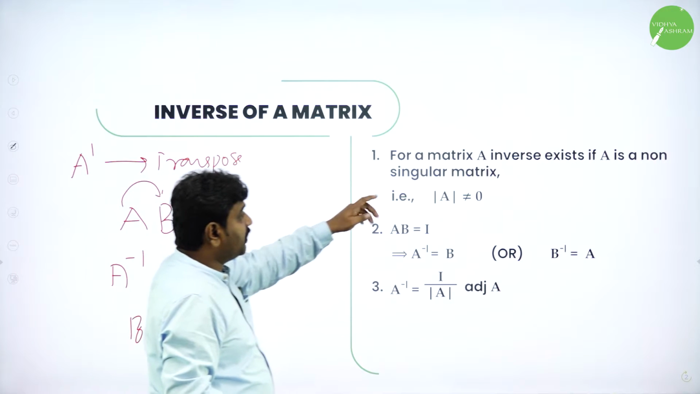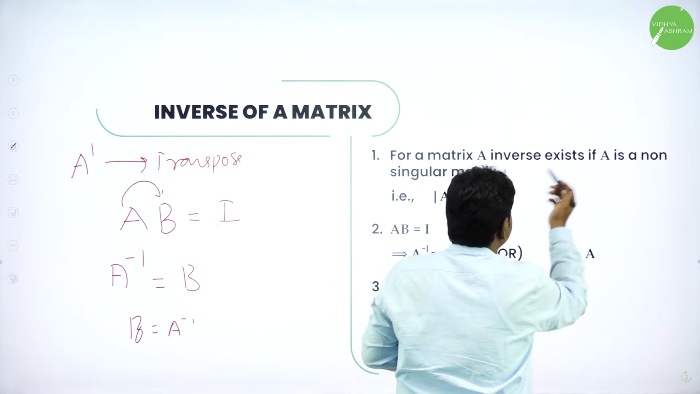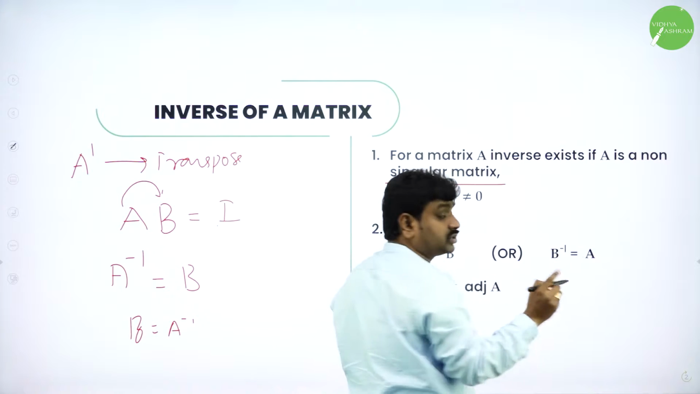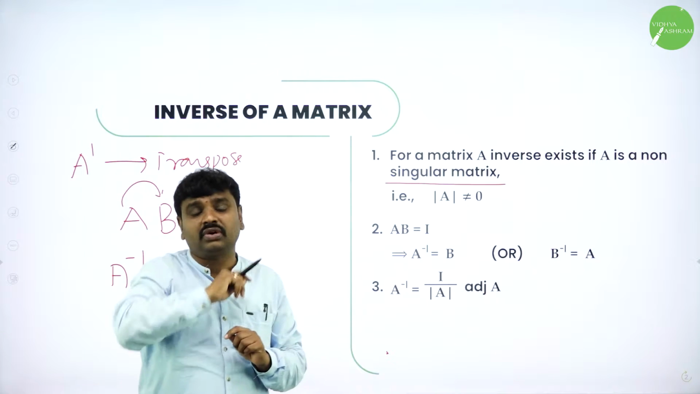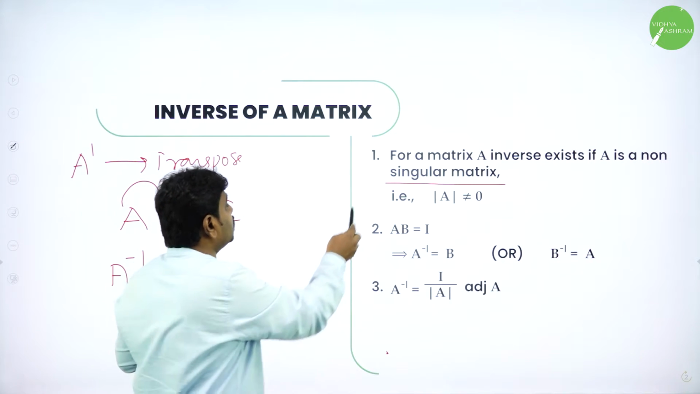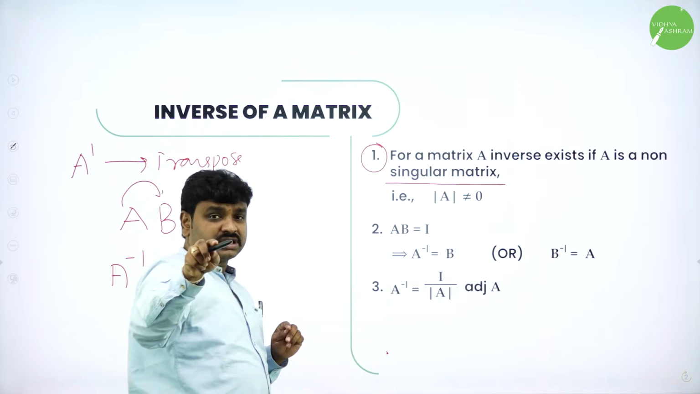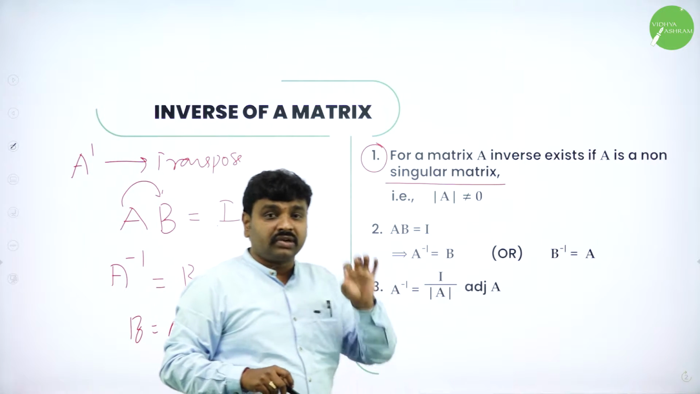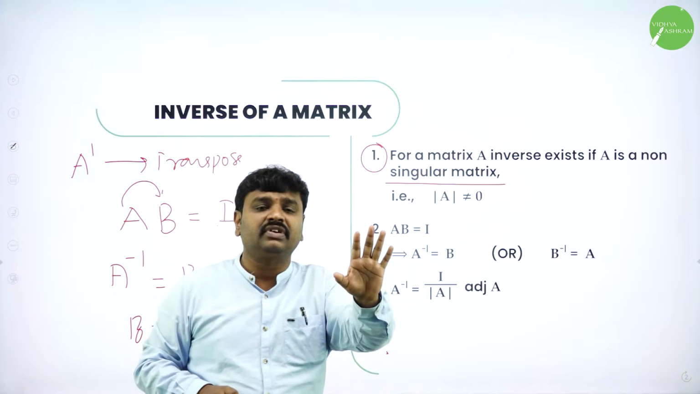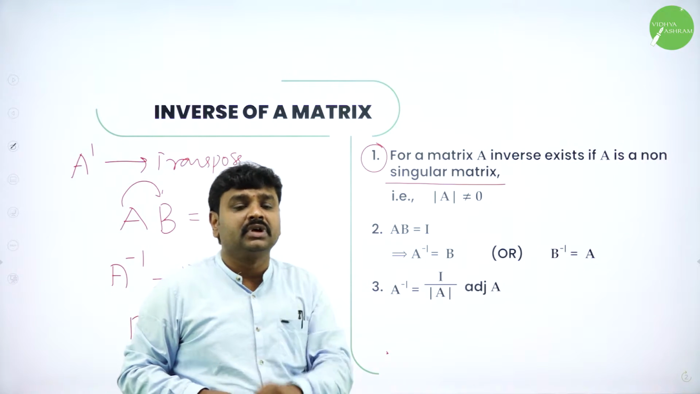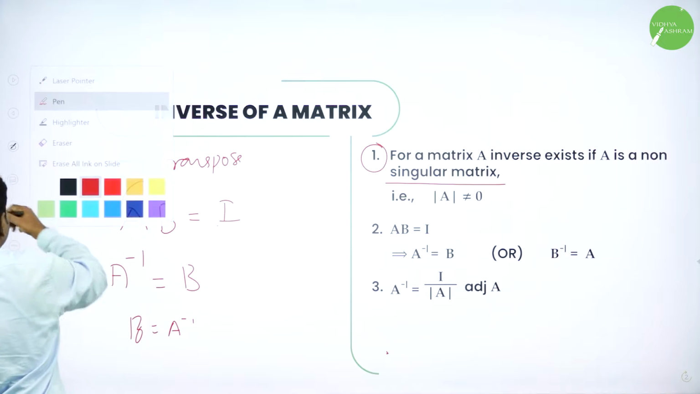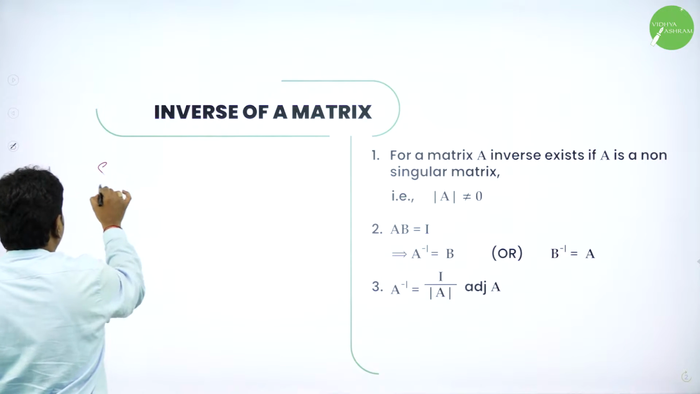For a matrix A, inverse exists if A is non-singular. First of all, the given matrix should be non-singular, then only inverse exists. First, I wrote a condition. When does inverse exist? If it is non-singular. If the given matrix is non-singular, then inverse exists. What is meant by non-singular? What is meant by singular? So first, let me talk about what is singular.